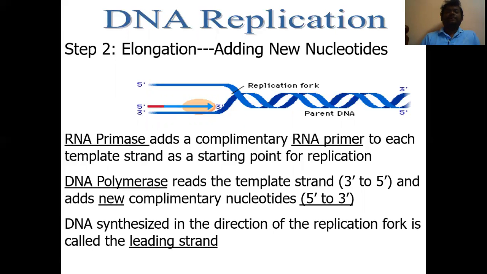DNA synthesized in the direction of the replication fork is called the leading strand. So this is considered a leading strand, where the nucleotides are added towards the replication fork. So this is the leading strand, whereas this upper strand is the lagging strand, in which the nucleotides will be added away from the replication fork. That means from here to here, in this direction it will be added. That's why it is called the lagging strand.